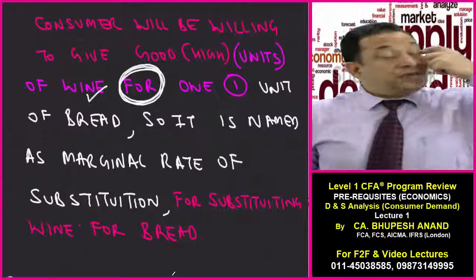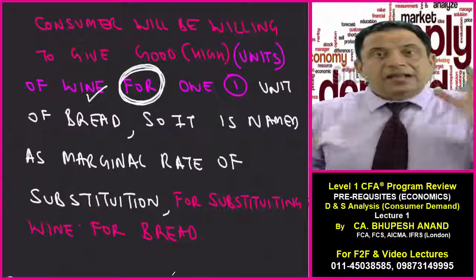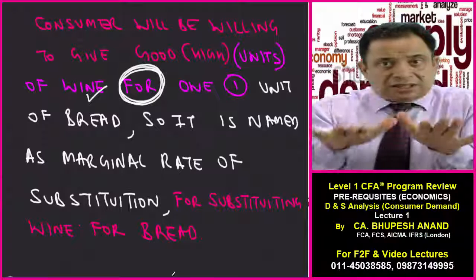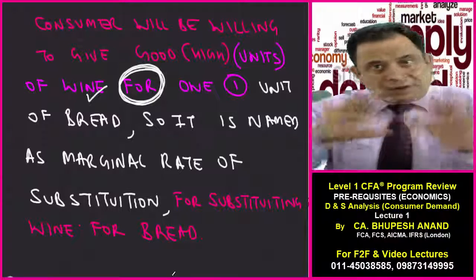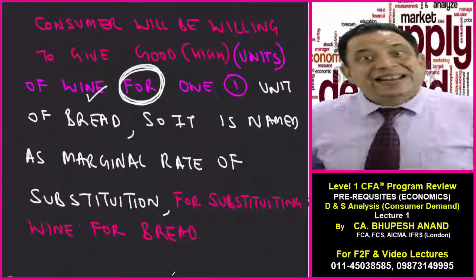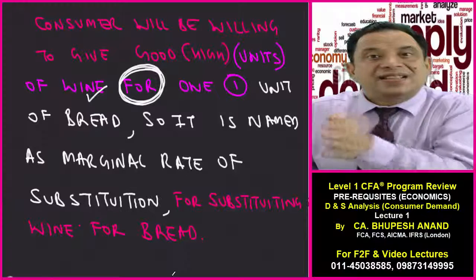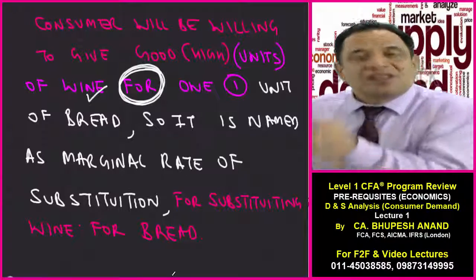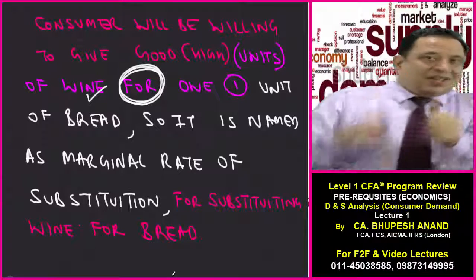Friends, we have covered lecture number 1 on demand and supply analysis, consumer demand. I will be delivering one more lecture on consumer demand, and then the prerequisite for economics in relation to consumer demand is over. Then the next reading, the last reading of the prerequisite for economics, is demand and supply analysis in relation to the firm structure. We have to cover that basic part, and then we will be moving to the main study session.